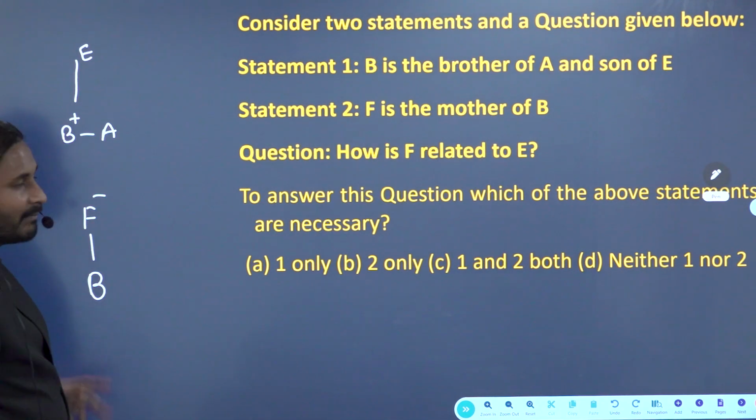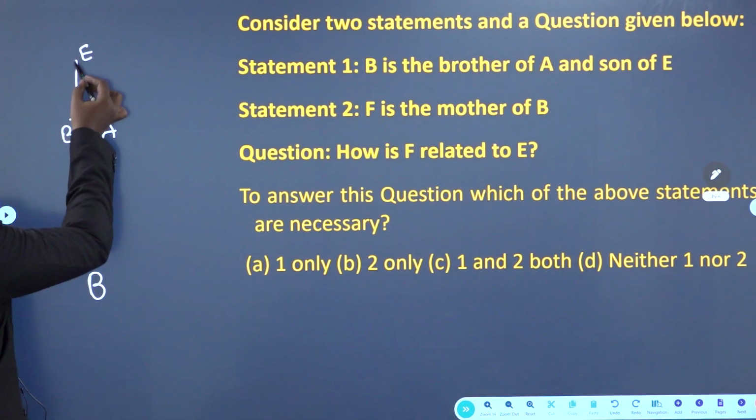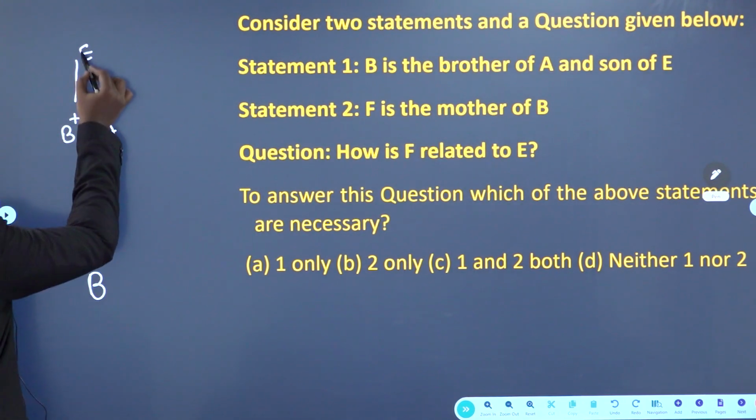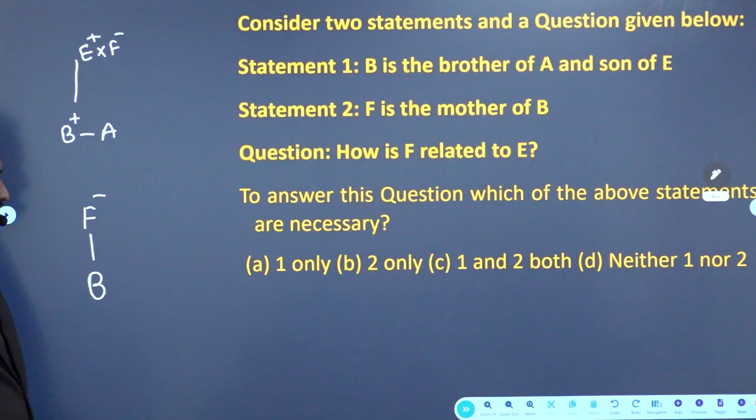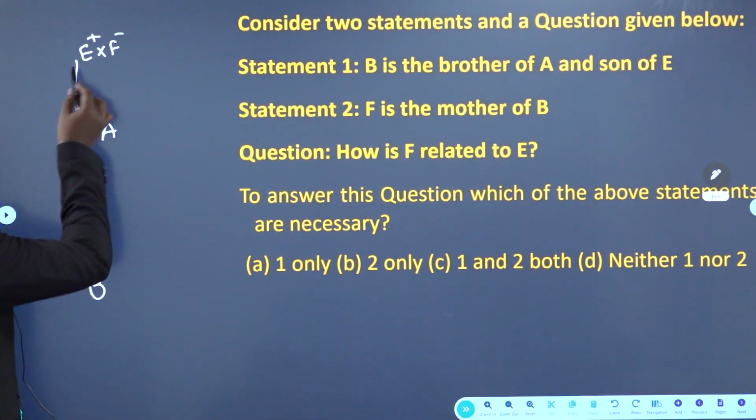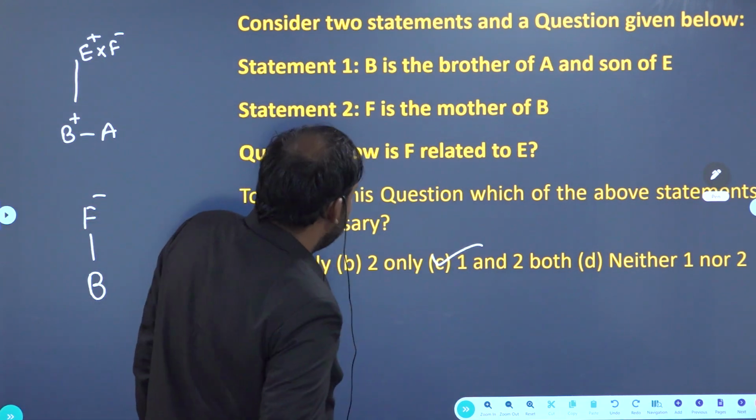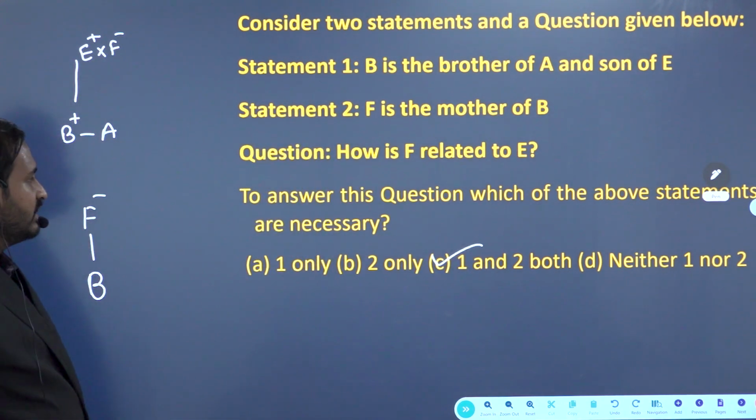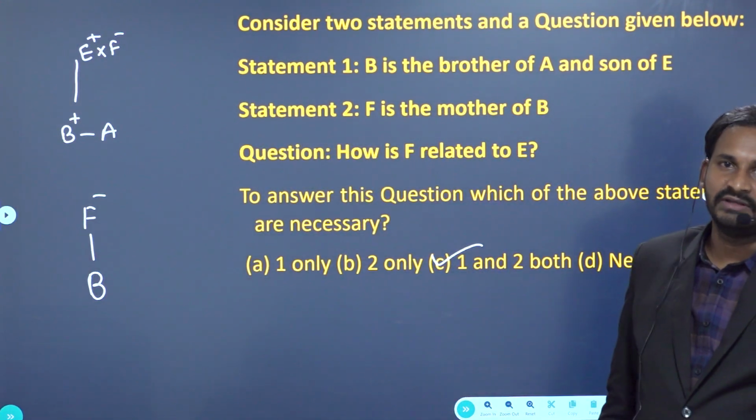Now I will try to combine the first statement and second statement. When I join these two statements, anyway we know that B's one parent is E, and obviously the other parent will become the mother. That is F. Why? Because it is already clear from the second statement, F is the mother of B. That means E becomes father to B. Now how is F related to E? By combining these two statements I can say that F is wife of E. That means both 1 and 2 are necessary to tell the answer for the given question. Definitely I require both the statements here, then only I can tell the answer for the given question, else I cannot tell the answer.